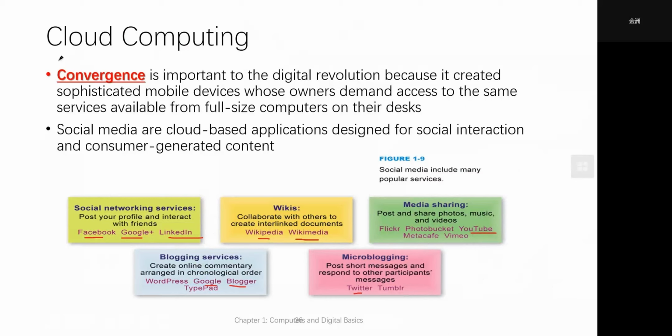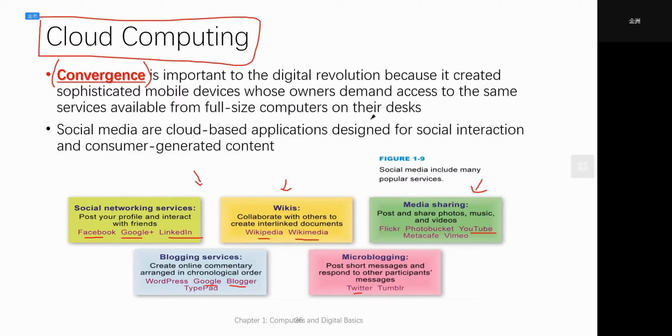So convergence is a keyword. We say it is quite important to the revolution because it created sophisticated mobile devices whose owners demand access to the same services available from full-size computers on their desks. So social media are cloud-based applications designed for social interaction and consumer-generated content. It includes many popular services, right? And all this, we said, is in the cloud computing stage.